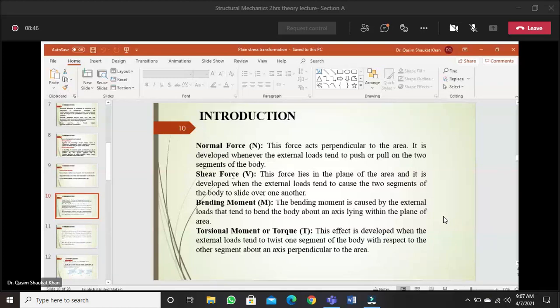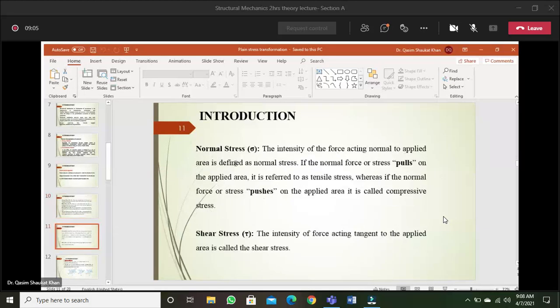Then you have the shear force, the force which lies in the plane of the area, and this force basically tries to cut the element into two halves. So shear force will produce shear stresses. The intensity of the force acting normal to the applied area is defined as normal stress.